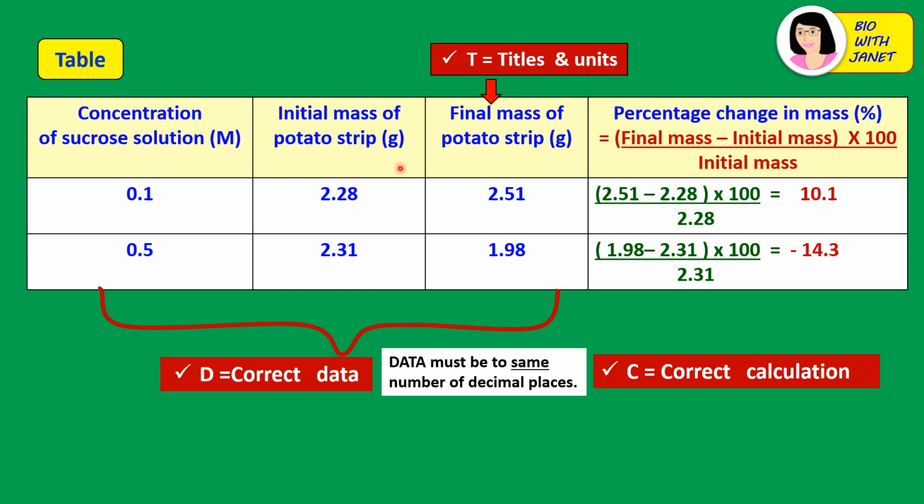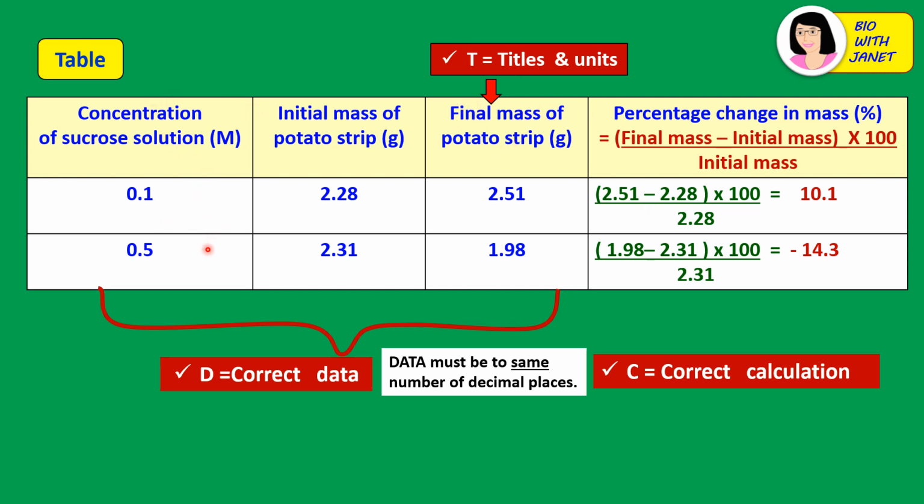Now, initial mass of potato strip is in grams, final mass of potato strip is in grams, and then the percentage change in the mass is in percent. So all these units must be here. One mark is given for all these titles plus units. Here I also give the formula for the percentage change in mass, which is final mass minus initial mass times 100 over initial mass.